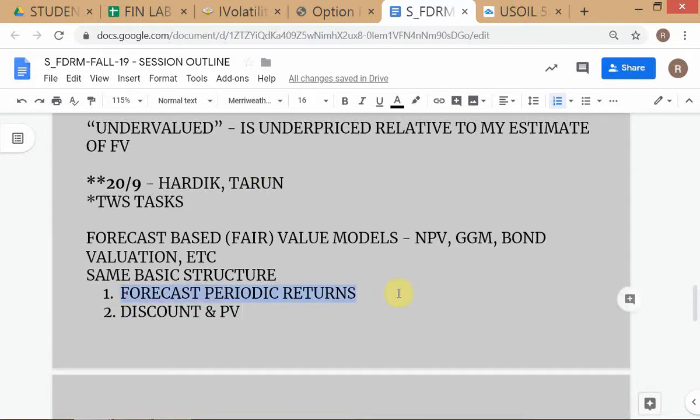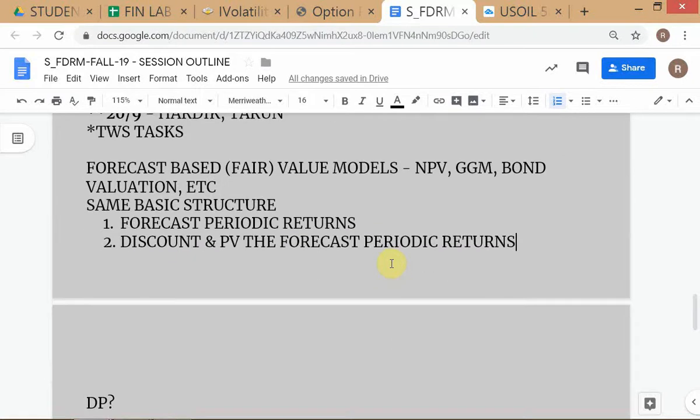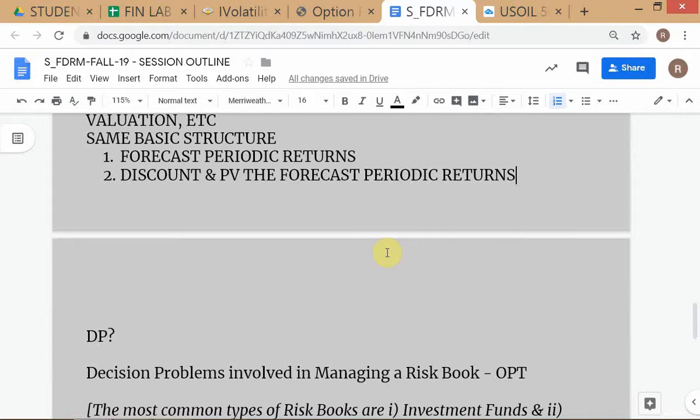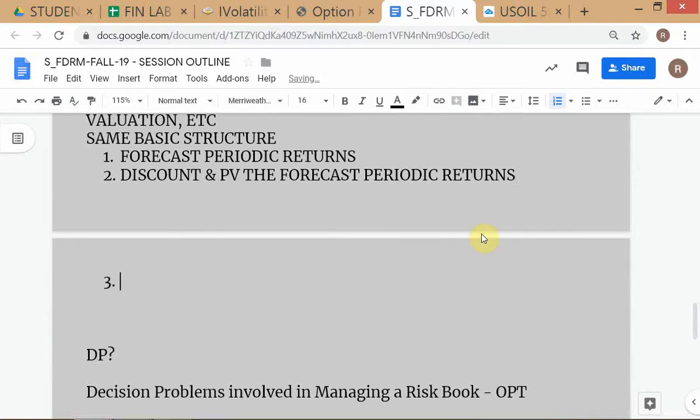Is the second step clear? Discount and PV the periodic returns. It's very simple actually. We need not even have written it, but since I found some confusion, I just want to make sure that basics are clear for everybody, and then add the PVs. Is this clear?